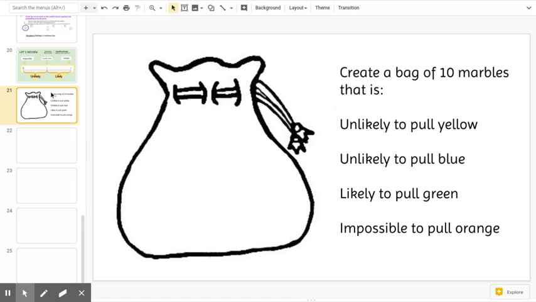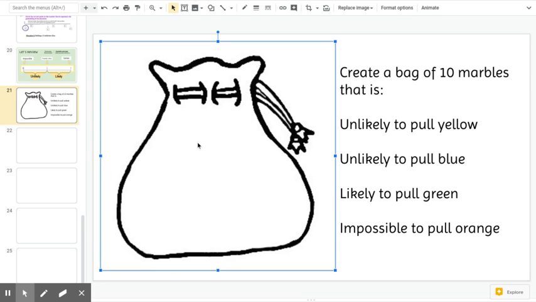We are being asked to create a model, but we're given a couple different desired outcomes. So we need to take it step by step. It says, create a bag of 10 marbles that is unlikely to pull yellow, unlikely to pull blue, likely to pull green, impossible to pull orange. So it seems like a lot at first, but I think if we take it step by step, we'll be good to go.